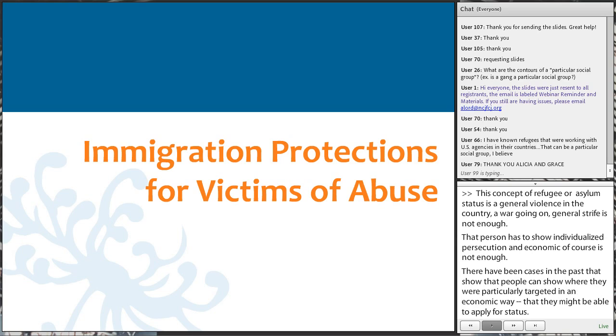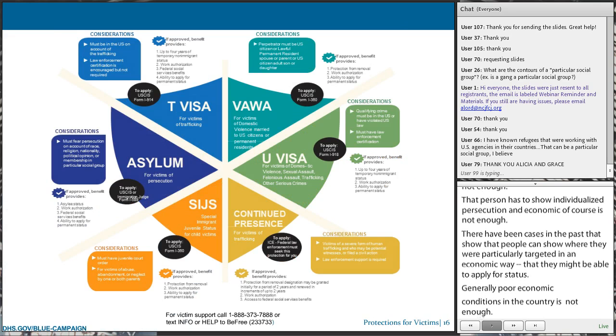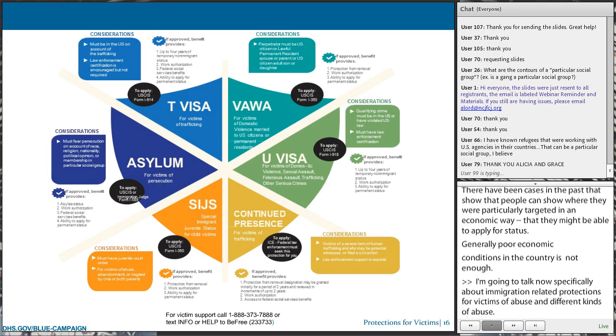So I'm going to talk now specifically about immigration-related protections for victims of abuse, different kinds of abuse. This handout that is here, did they get it as a separate PDF? You should have gotten this as a separate PDF in the materials, or you can get that.